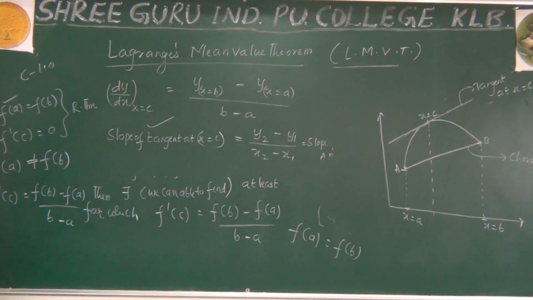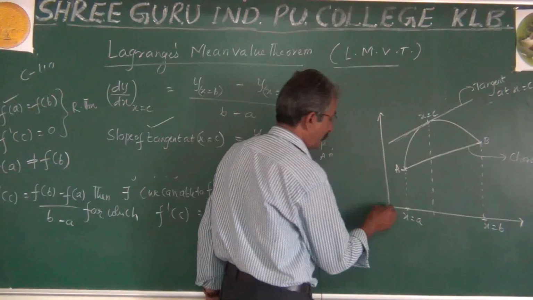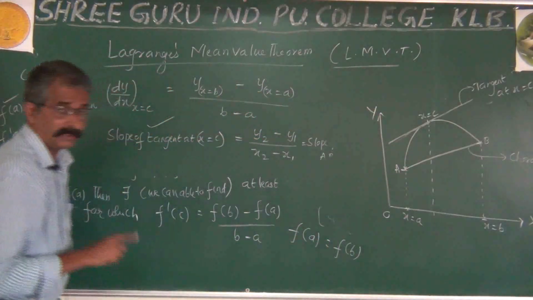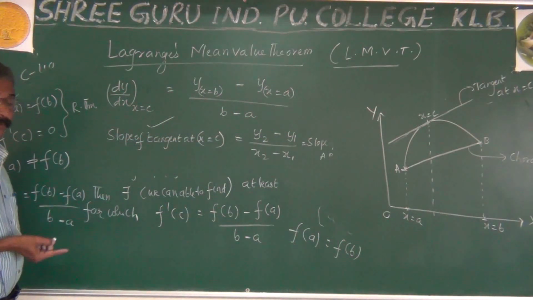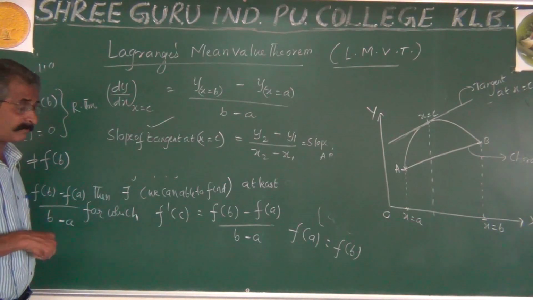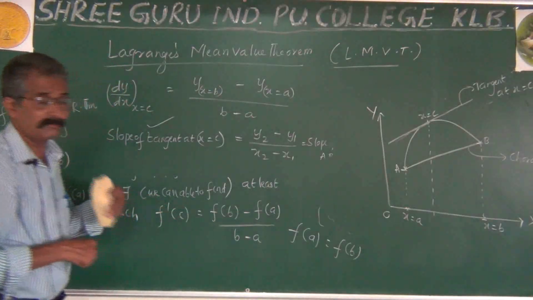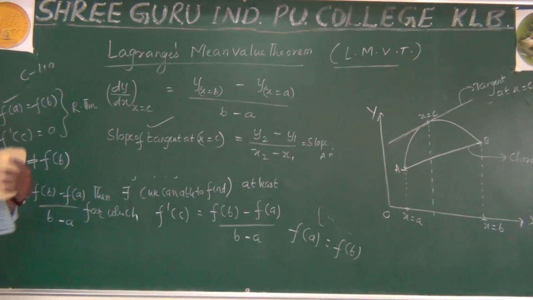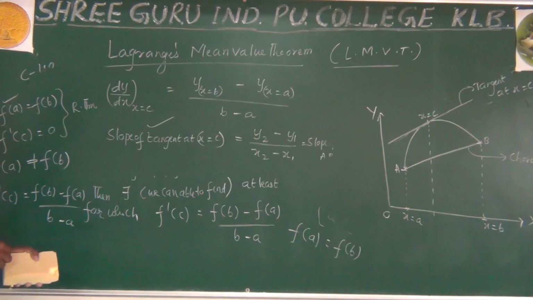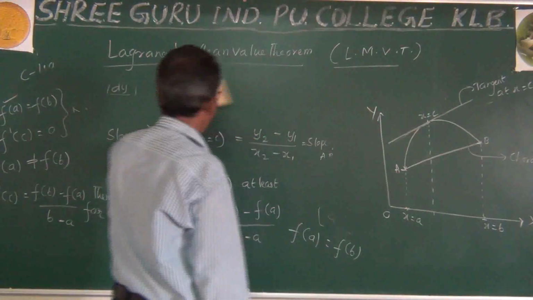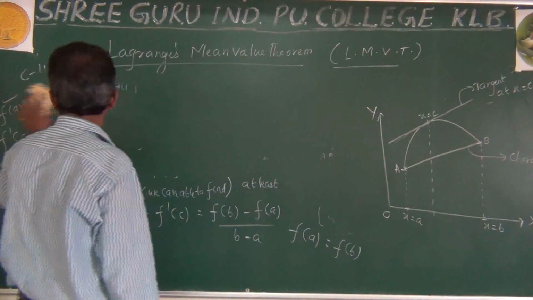The working method of Lagrange's mean value theorem is exactly similar to Rolle's theorem. The only difference is that for Lagrange's theorem f of a will not be equal to f of b, whereas in Rolle's theorem f of a equals f of b. In Lagrange's theorem, use the formula f of b minus f of a by b minus a to find c, whereas in Rolle's theorem, use the formula f dash of c equal to 0. Now the problems related to Lagrange's mean value theorem.